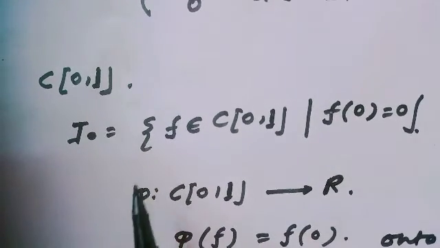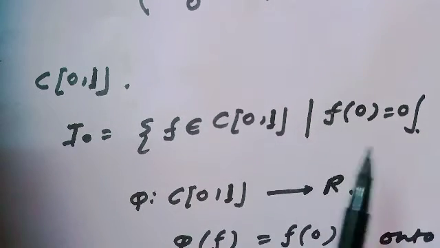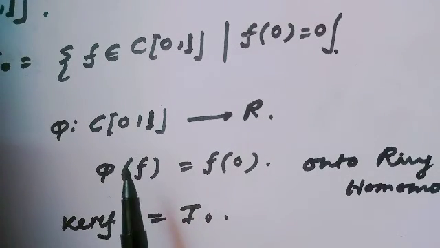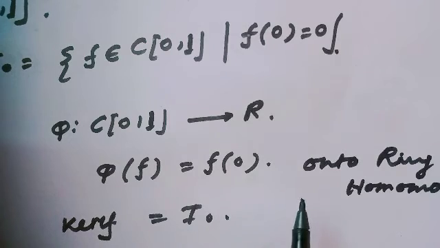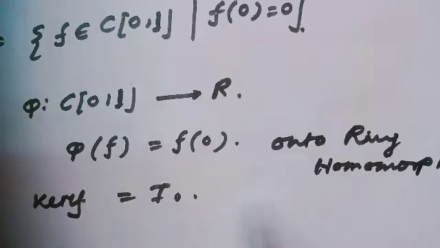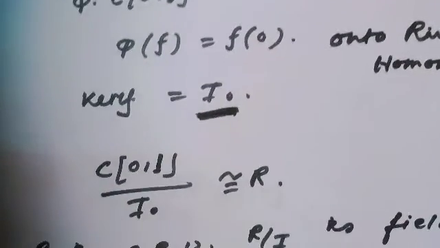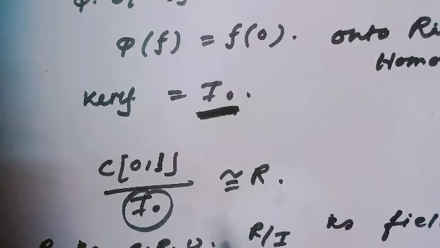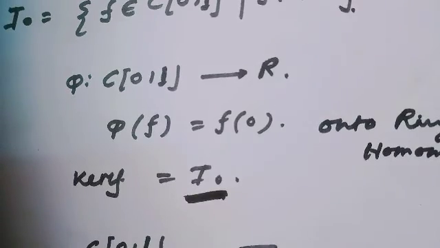Here, in C[0,1], consider the ideal I0 equal to {f belongs to C[0,1], f(0) equal to 0}. Now consider a ring homomorphism phi from C[0,1] to R such that phi(f) equal to f(0). I have seen in my earlier video this is an onto ring homomorphism and kernel of phi equal to I0. Therefore, by the first ring isomorphism theorem, we can tell C[0,1] modulo I0 is isomorphic to the real numbers. This is the other method.